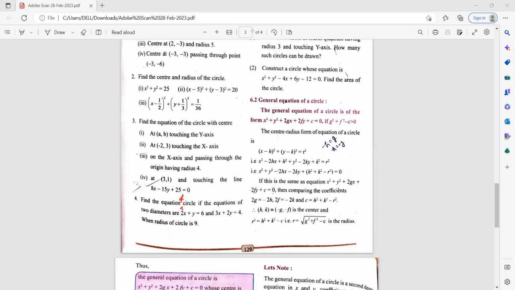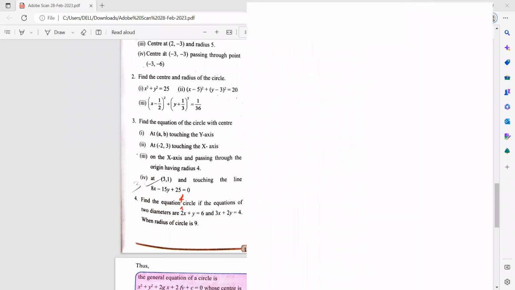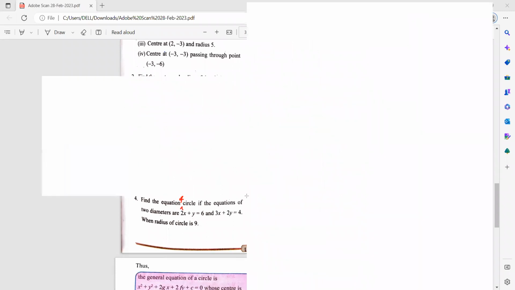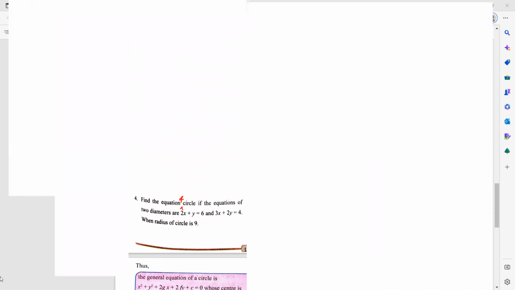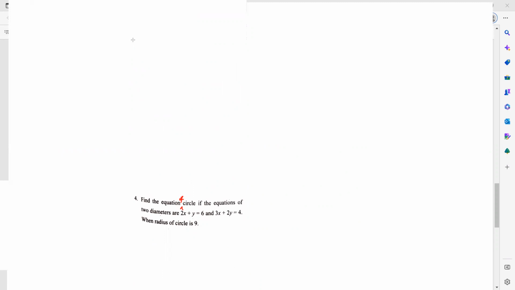So students, now see this question number 4. We are solving question number 4 now. In question number 4, what are they giving? The question is, find the equation of circle if the equations of two diameters are 2x plus y equals 6, 3x plus 2y equals 4, when radius of circle is 9.